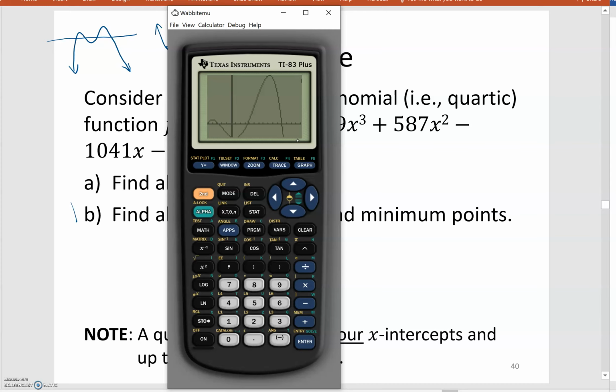Okay, so you can see that basically we just need to keep playing with this until we get a big enough window. Alright, next video we will finish this one up.